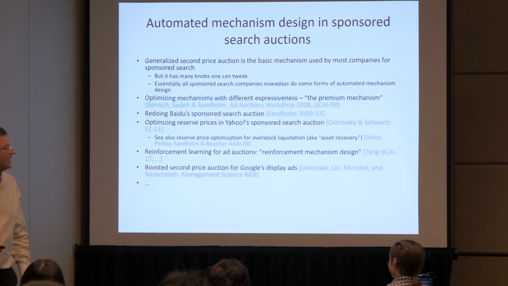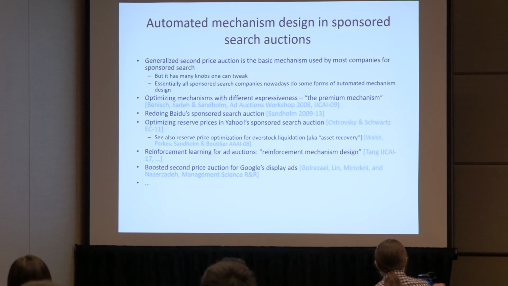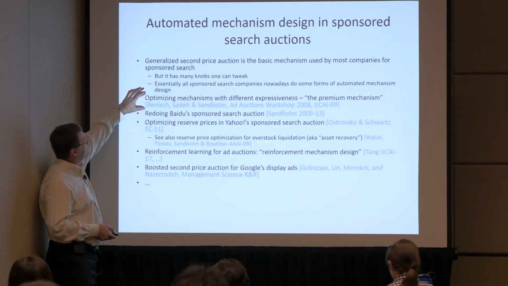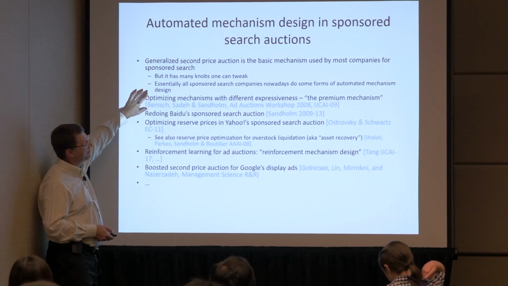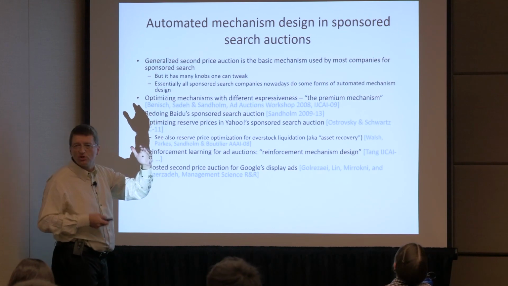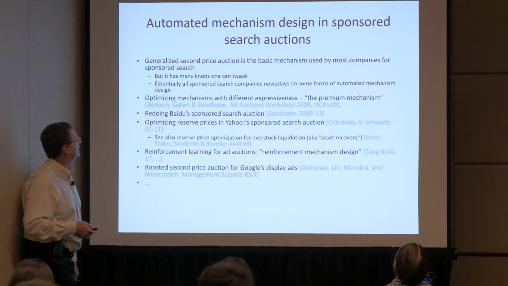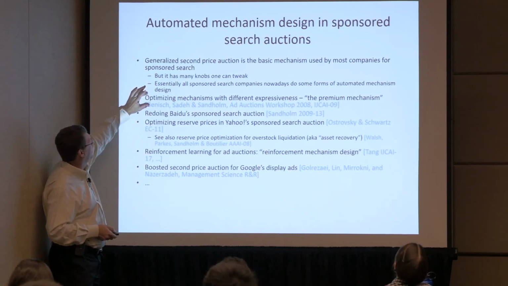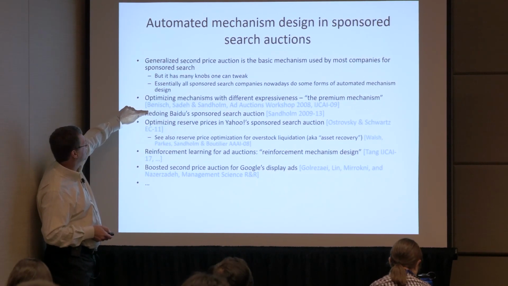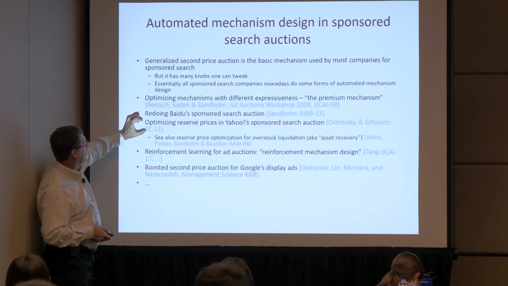All right. Sponsored search. There's been a lot of work on sponsored search, various types of automated mechanism design to tweak the parameters of the GSP. We did some work on looking at expressiveness and came up with a new kind of premium mechanism where you can do 2 bids, one for the top slots, one for the rest, and that has some revenue benefits. Google actually adopted this for a while. I think they've turned that off. I helped Baidu redo their sponsored search auction with some of this stuff.